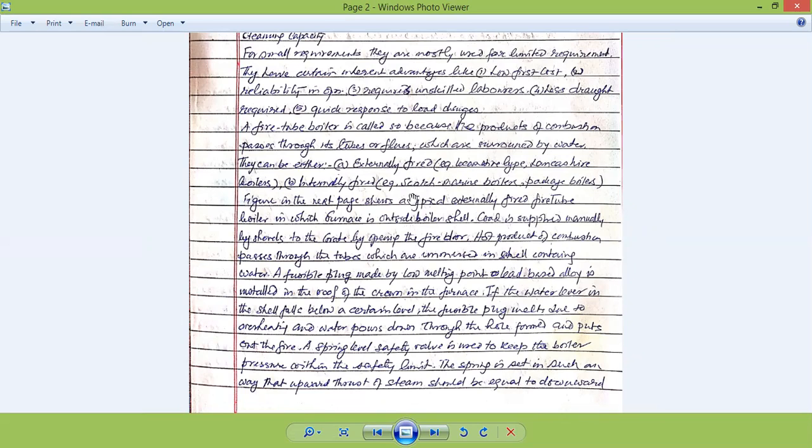A fire tube boiler is called so because the products of combustion pass through the tubes or flues. Products of combustion means certain gases, smoke, and air, all carrying the heat of the fuel, passing through the flue tubes which are surrounded by water itself. They can be either externally fired or locomotive, for example locomotive boilers, industrial, Scotch marine boilers, package boilers.